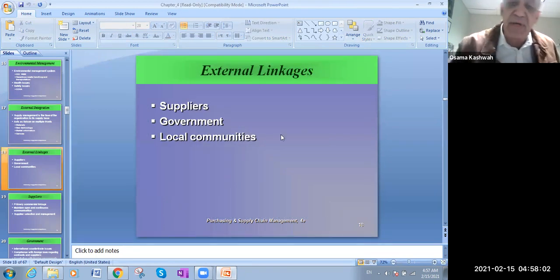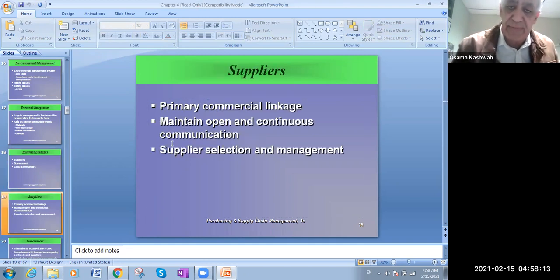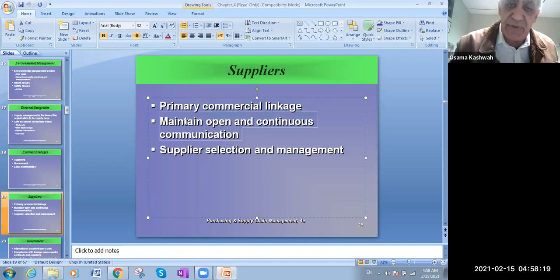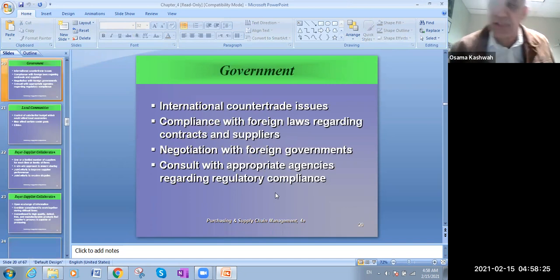Also, the supplier. Who are the external linkages? Who are they? The externals, who are outside of the organization: suppliers, the governments, and local communities, which I'm dealing with. What about the suppliers? Primary commercial linkage. Maintain open and continuous communication. Supplier selection and management. Always we have to check for a good supplier.